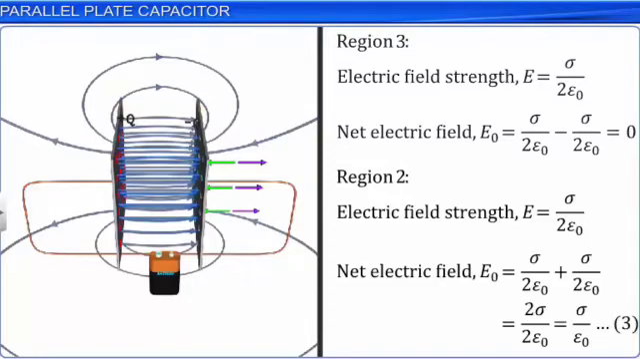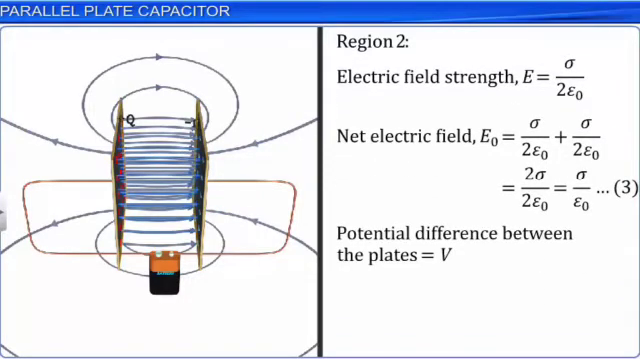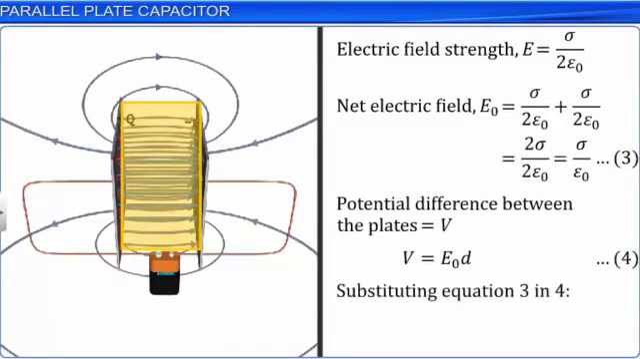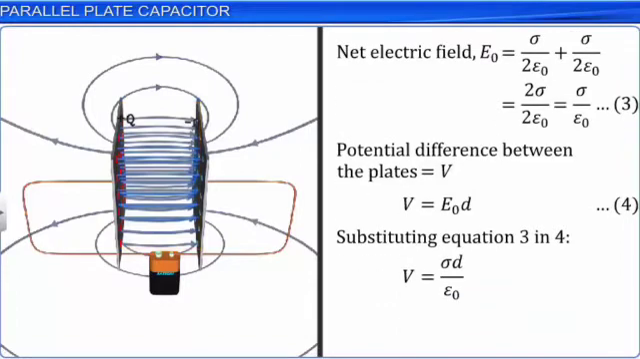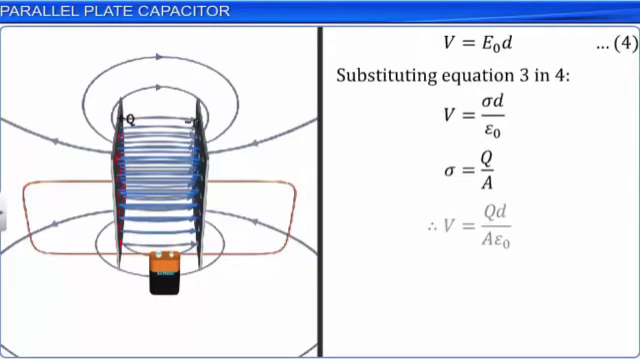Let the potential difference between the positive and the negative plates be equal to V. For a uniform electric field of strength E between the plates of the capacitor, we have V is equal to E naught D. Let this be equation 4. Substituting equation 3 in 4, we get V is equal to sigma D by epsilon naught. But we know that the charge density sigma is equal to Q by A. Therefore, we have V is equal to QD by A epsilon naught. Let this be equation 5.